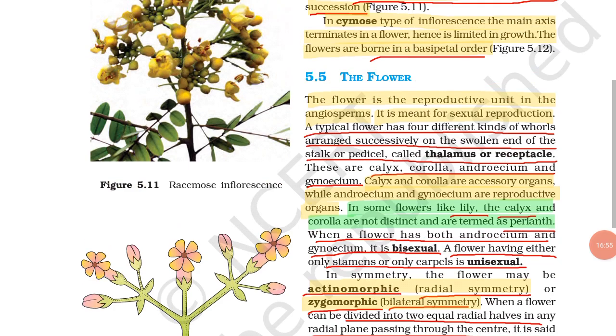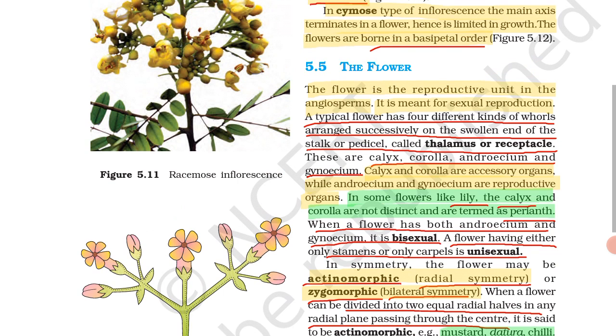Let's revise this flower. A flower is the reproductive unit in angiosperms, meant for sexual reproduction. It has four different types of whorls: calyx, corolla, androecium and gynoecium. A typical flower has four kinds of whorls arranged successively on a swollen end of the stalk or pedicel, called the thalamus or receptacle. Calyx and corolla are the accessory organs, while androecium and gynoecium are the reproductive organs. In some flowers like lily, calyx and corolla are not distinct, so it is called perianth.